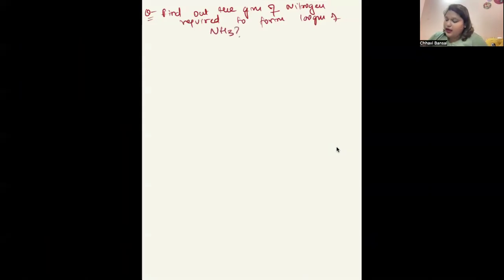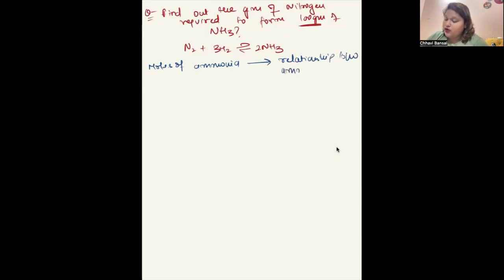Okay. Again, let's write down the equation. N2 plus 3H2 forms 2NH3. Right? Now, in this case, what are we given? We are given the mass of the product. So, what should be our sequence? First, moles of ammonia. Then, the relationship between ammonia and nitrogen. From there, moles of nitrogen. From there, grams of nitrogen. Fine.